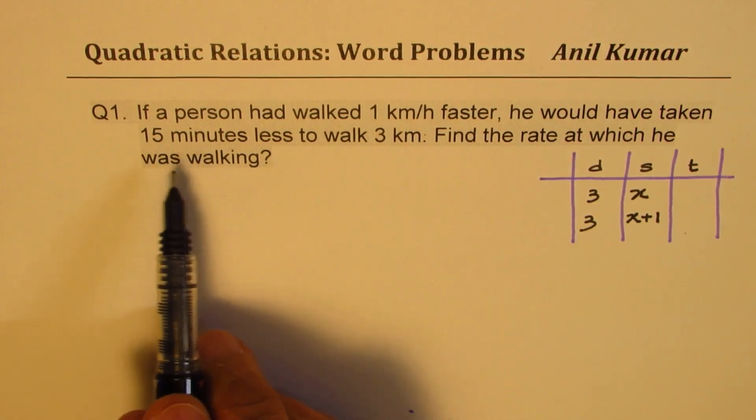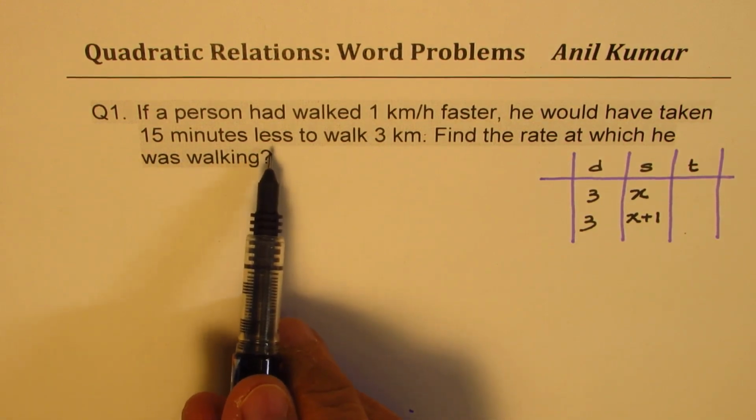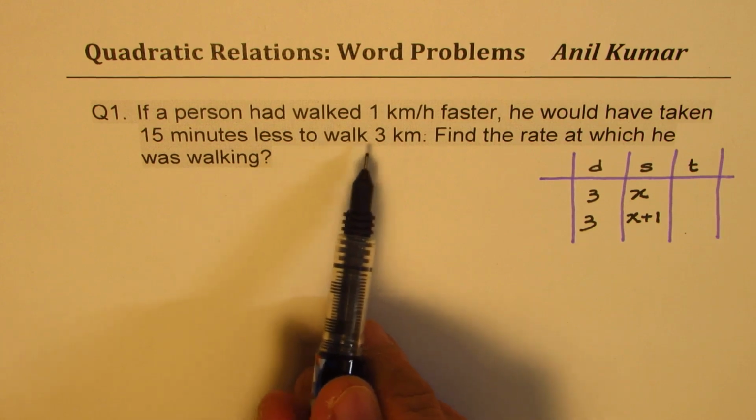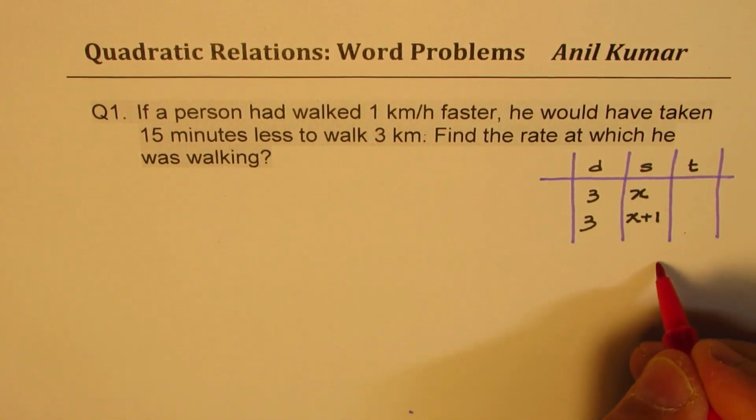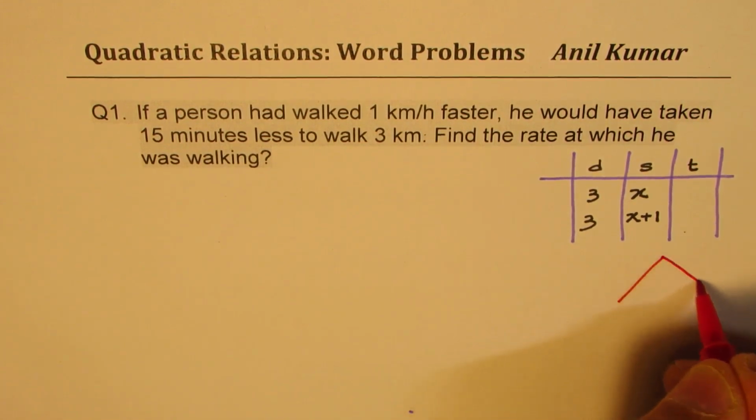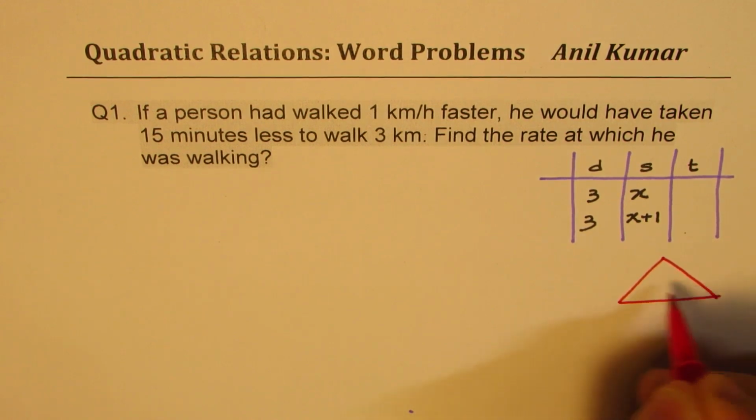Then the difference in time is 15 minutes. It would have taken 15 minutes less to walk, right? So in distance, speed, time, you should always remember this particular triangle. Let me make one here. So distance, speed, and time.